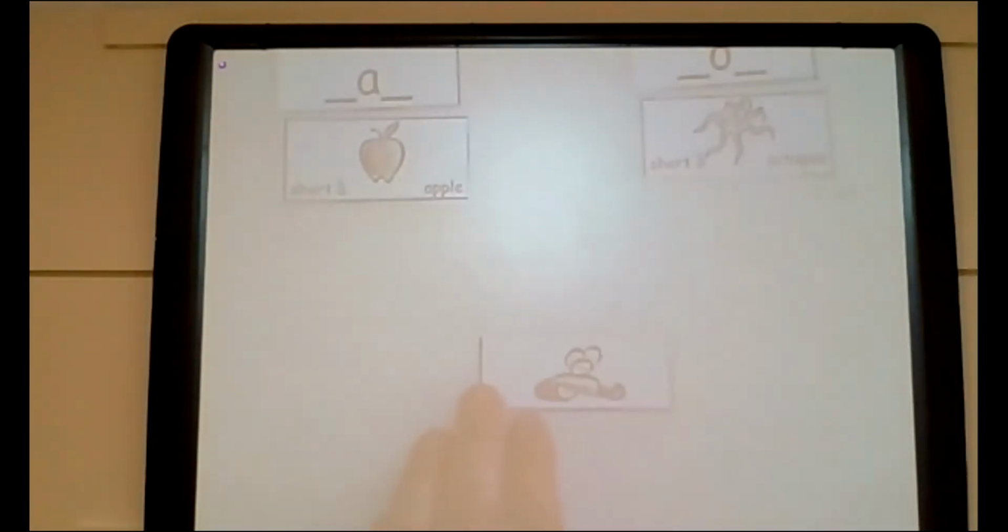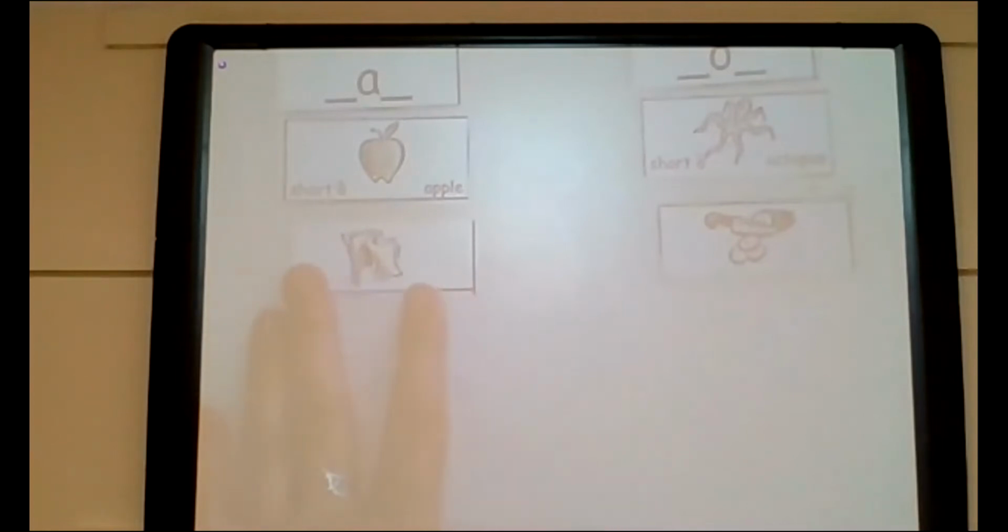So I'm just going to do an example of how we would do this kind of sorting, or modeling the sort. So here is chop. Chop, apple, chop, octopus. We can actually feel how the O does not feel the same in our mouth as a short A, but it does feel the same with short O. Then we have flag. Flag, apple, flag, octopus. Flag and apple have the same short vowel sound, which is the A sound.